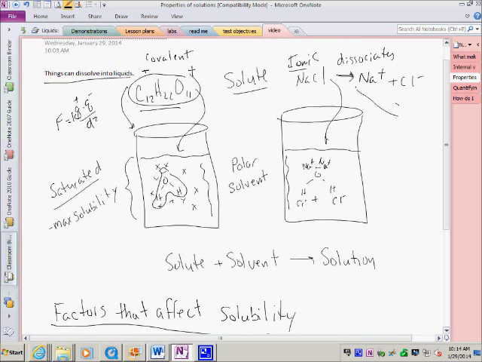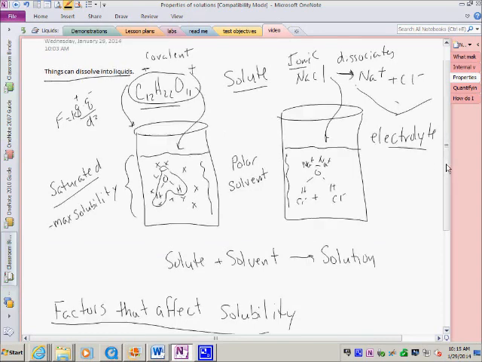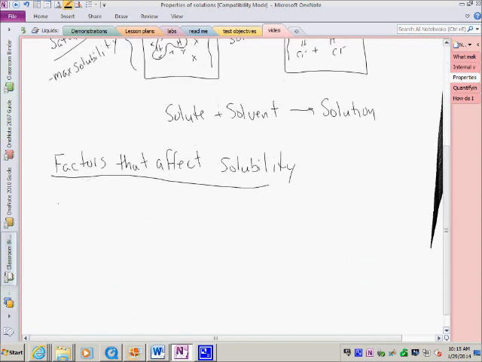These charged particles here will cause all sorts of ramifications. One of them is as an electrolyte. That means it will make a solution that will conduct electricity. Alright, so if I want to get these things to dissolve here, what are some factors that I can control when dissolving them? Right? First one is temperature.